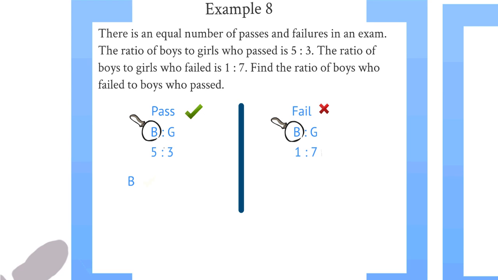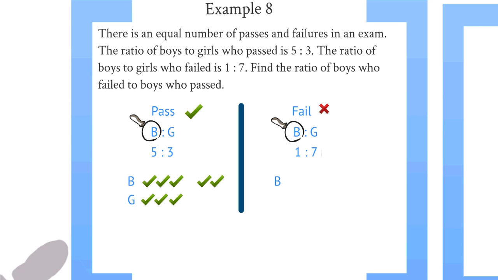Now let us continue, and then I'm going to draw 5 check marks because of this 5 here to represent the unit of boys who passed. And then the unit of girls who passed would be 3. You notice that there are 2 extra check marks indicating that more units, more boys passed, and this is represented by the 2 extra units.